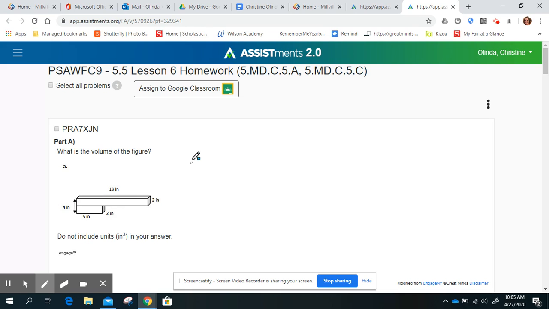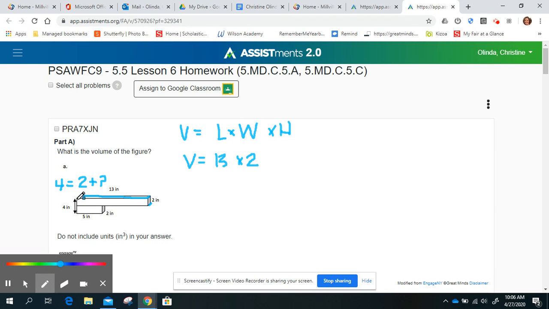So for part A, we know that volume equals length times width times height. My length is 13, and I know my width is 2, so I can plug those numbers in. But I don't know my height yet, but I can figure that out. If I know the whole height is 4, and I know that the height of the bottom one from here to here is 2, then I can find the missing height. Let me erase this a little bit.